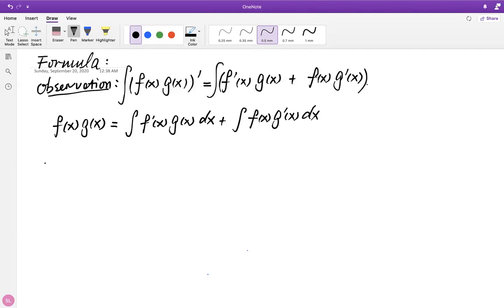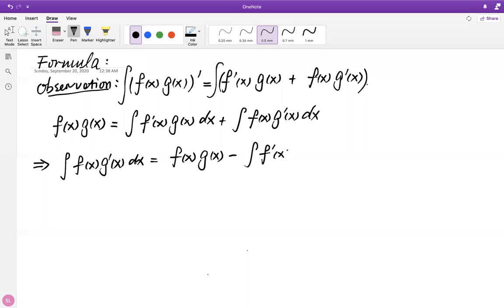From this, we can deduce that the integral of fg prime is equal to fg minus the integral of f prime g. And this is the standard formula for integration by parts.